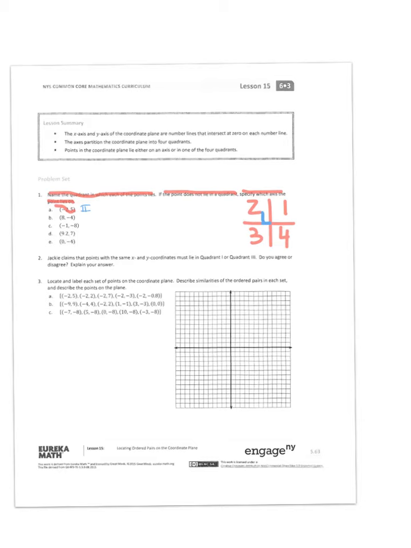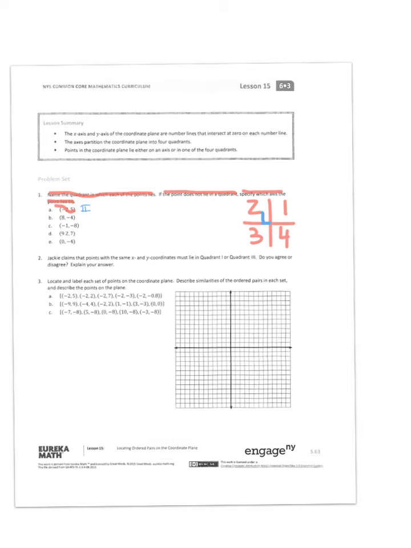Now it also says if the point does not lie in a quadrant, meaning it doesn't land on 1, 2, 3, or 4, that means that it lies literally on one of the lines, either the x-axis or y-axis. And there is one point that lands on either the x-axis or y-axis. You have to see which one it is.